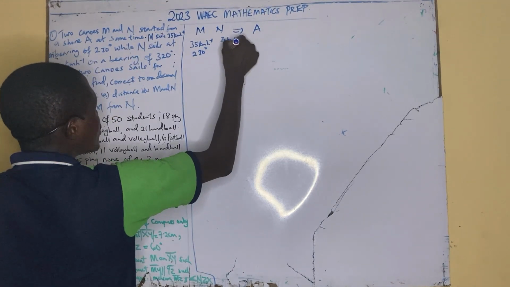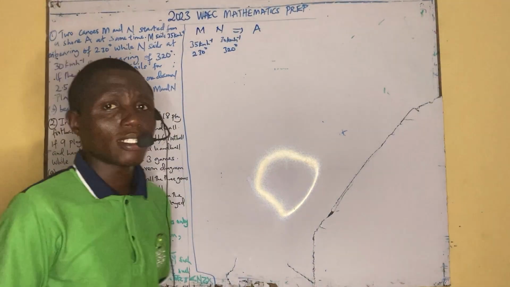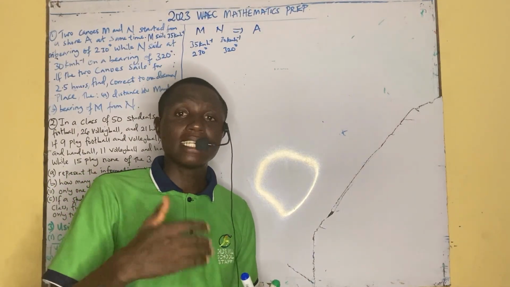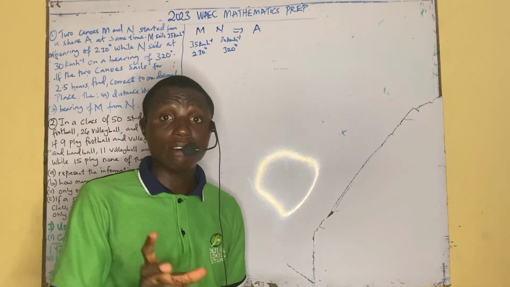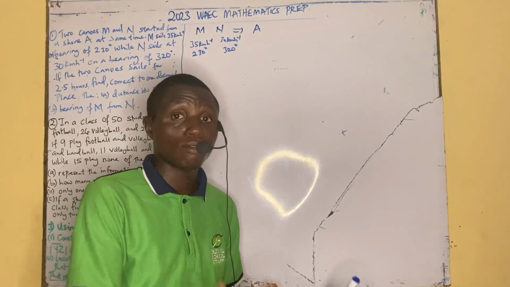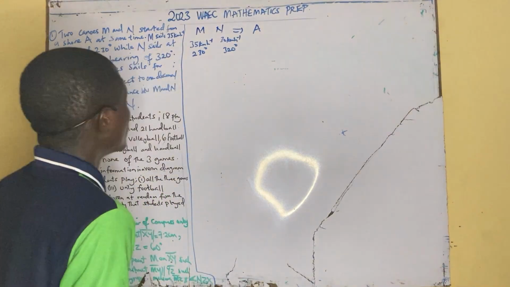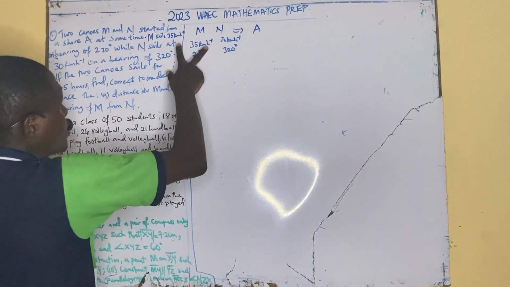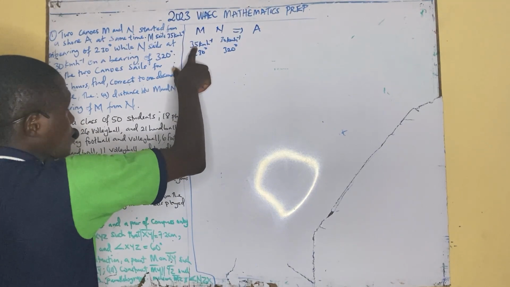320 degrees. Now, bearing has to do with distance and the direction of travel. It has to do with the distance and direction of travel. So that's why they are giving us the speed.